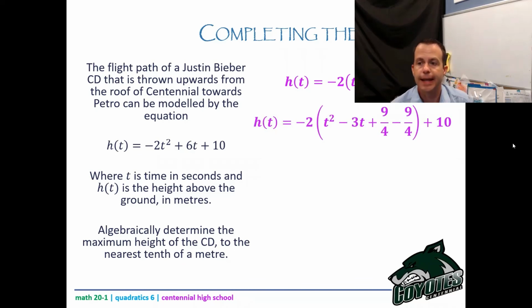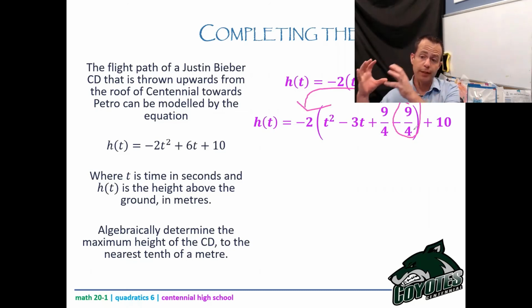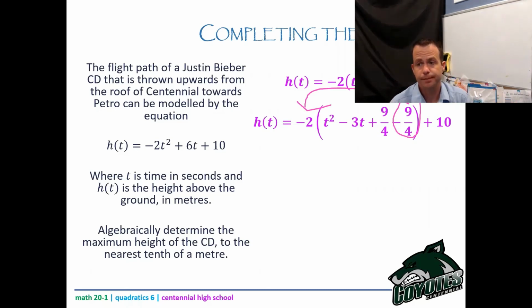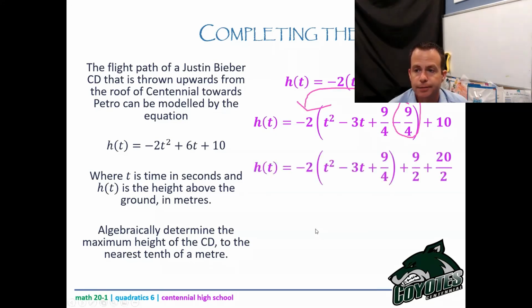Now, the negative 9 over 4 has to get out of there in order to have my nice perfect square trinomial. That has to get multiplied by the negative 2 for me to do that. So that gives me positive 18 over 4 or positive 9 over 2. So I'm going to have a 9 over 2 on the outside, and I'm going to add 10 to that. So I might as well just call 10 20 over 2, so I have a common denominator. And then I've got this perfect square trinomial that I'll be able to factor.